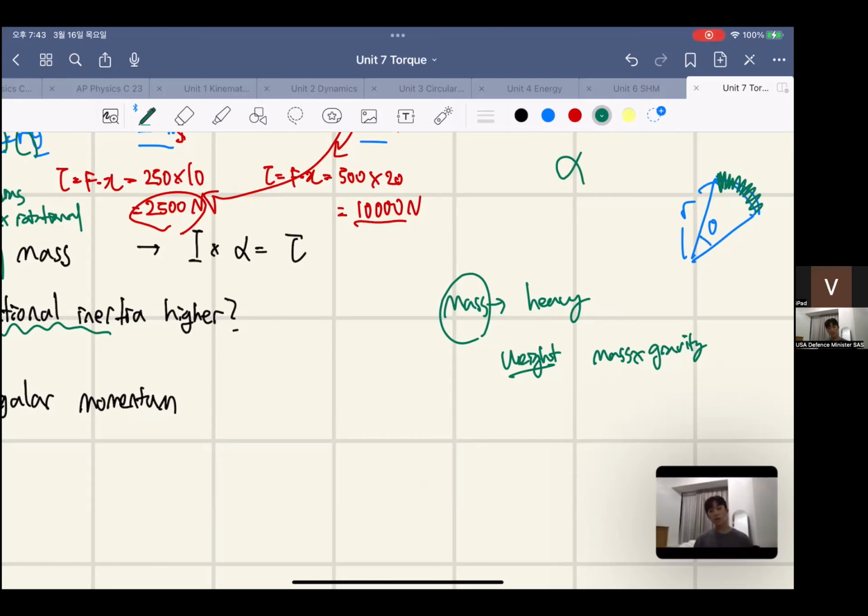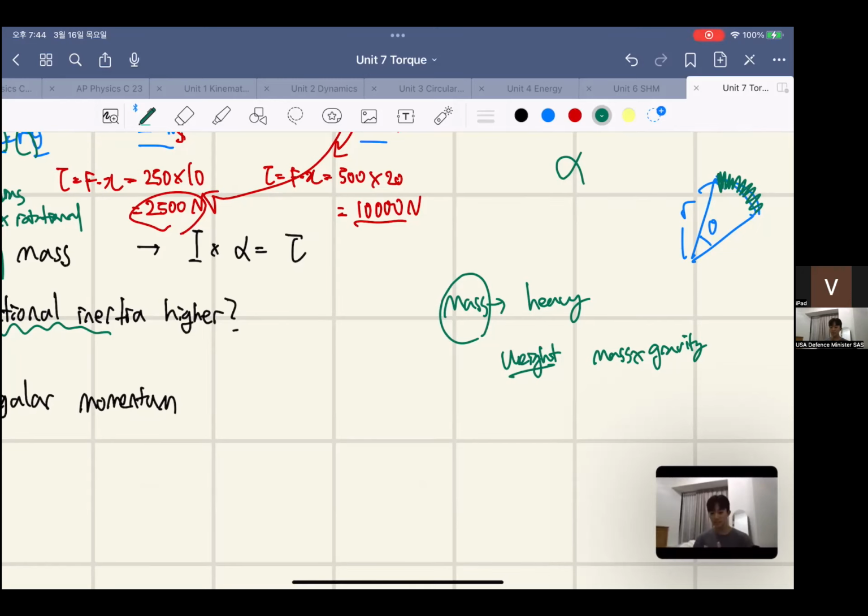Think about it this way. A heavier person is harder to change the velocity of because they're heavier. Even if you push the heavier person, it's going to be harder to change their velocity compared to someone who's really light. Mass basically shows the tendency towards not changing velocity, towards maintaining velocity. Mass is basically an indicator of how well a certain object can maintain its current state.